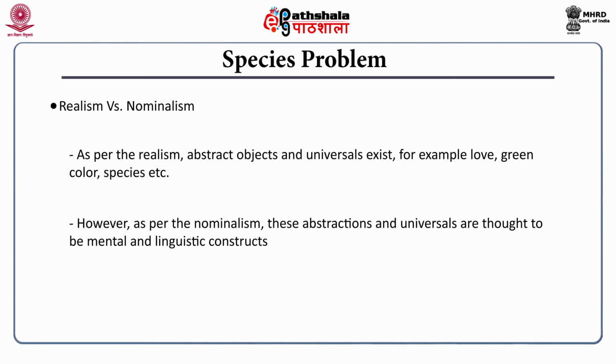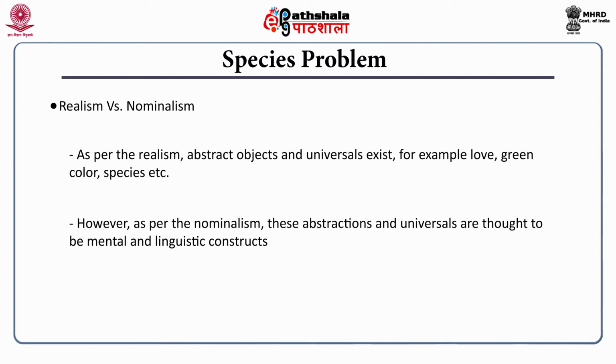As per realism, abstract objects, for example, the color red or green, or love or hate, or nationalism, whatever it is, or species, these are abstract entities. In the case of realism, abstract objects do exist in the world. But when I ask you, can you show me where is love, what is love? There is nothing like this object is love, or this object is species. That is not possible. These are abstract concepts, right?